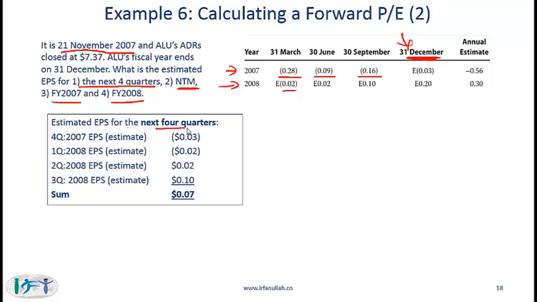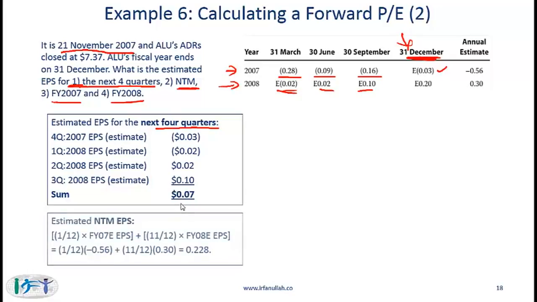When we say next 4 quarters, we also mean the current quarter. That is the convention, because the current quarter's numbers have not yet been reported. So for item 1 over here, you simply take the next 4 quarters, starting with the current quarter, and take the next 3 quarters, and you come up with an estimated EPS of 0.07.